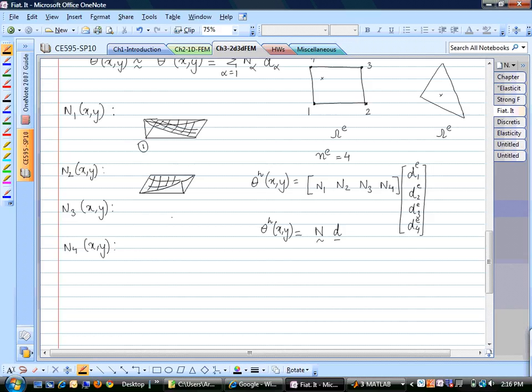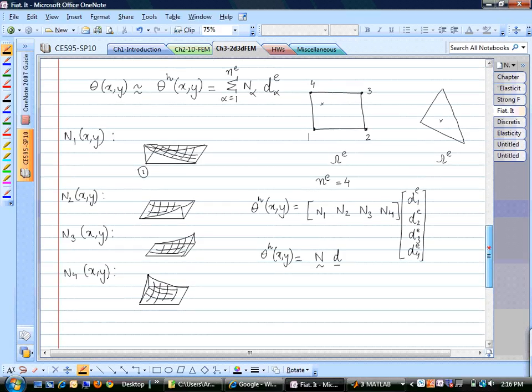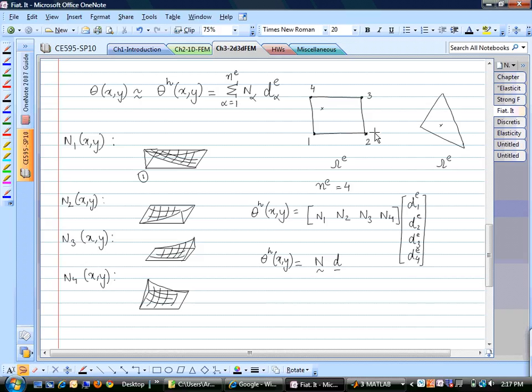Okay, and N3 would be 1 at node 3, and 0 at all the other nodes. Similarly, you would have N4, the last one, 1 at node 4, and 0 at the other 3 nodes. So these are the types of shape functions that we would be using for this 4-noded quadrilateral element.